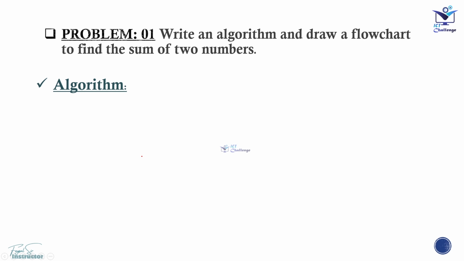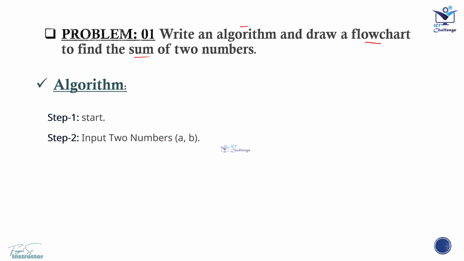Here we have a first problem. Problem number 1: write an algorithm and draw a flowchart to find the sum of two numbers. So that means we have to add two numbers, right? So here the algorithm, we already know that algorithm means we have to write the solution step by step. So here our step number 1, start. Then if I want to add two numbers, we have to know those two numbers, right? So our step number 2 should be input two numbers.